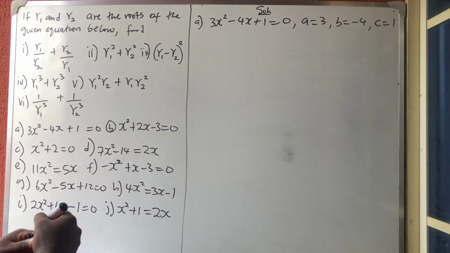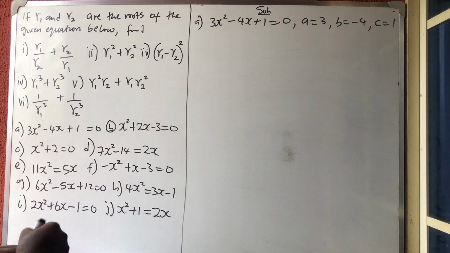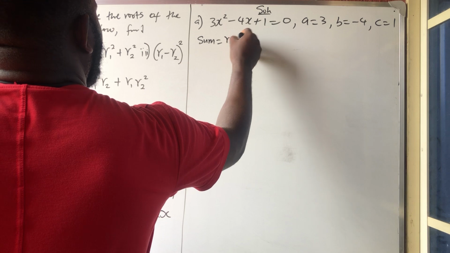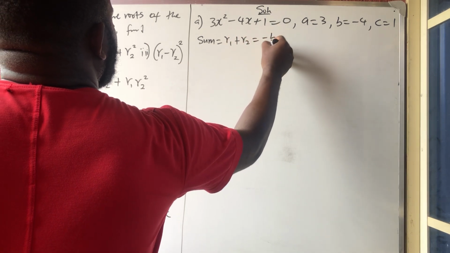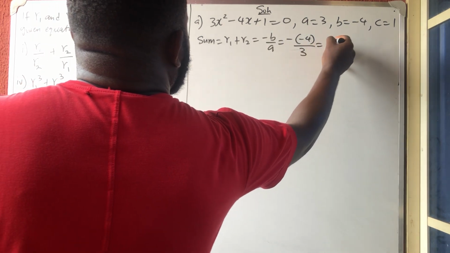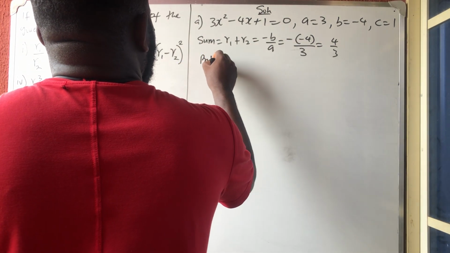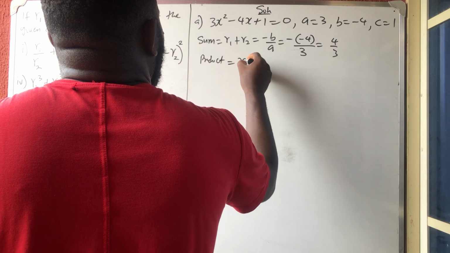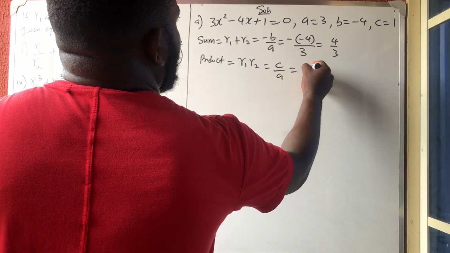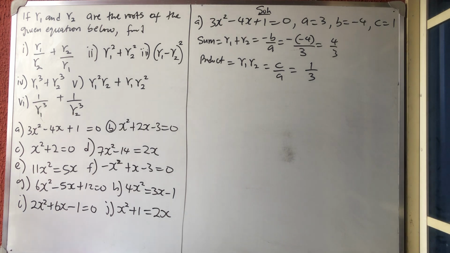Now before you find anything in a root of quadratic equation, you need to find the sum and the product. So the sum first. The sum means r1 plus r2, which the formula says is minus b over a. Minus into minus 4 all over my a, which is 3. So my answer is 4 over 3. Then the product is simply r1 r2, that's multiplying them, and the formula says c over a, which is 1 over 3.